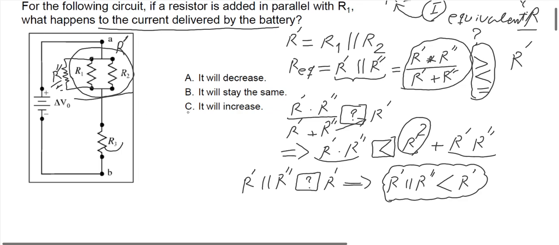Now let's go back to our Ohm formula. What was the Ohm formula? If you remember, Ohm's law says R equals V divided by I. And if R decreases, I come to the conclusion that the current increases. So as a result, the correct answer is C. The current will increase.